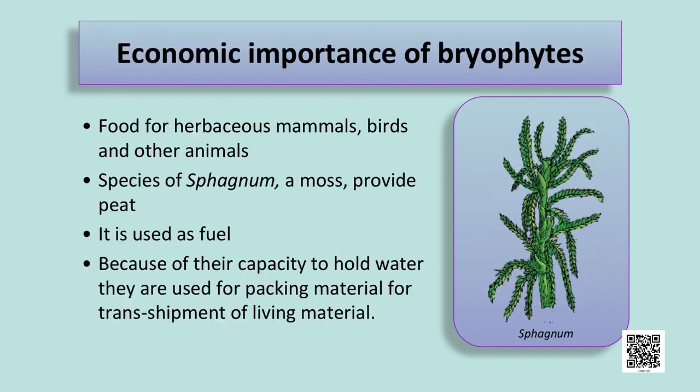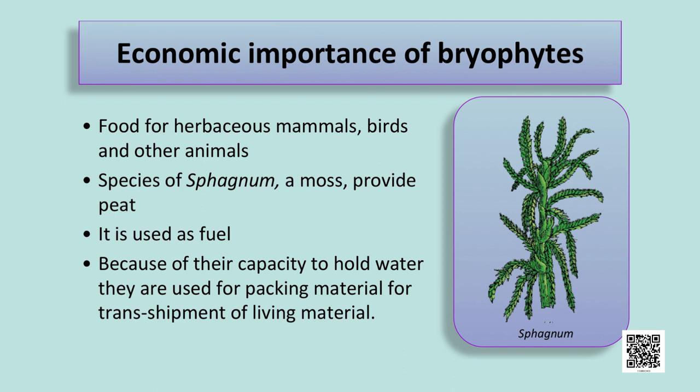Let us recapitulate the whole thing in the form of a life cycle. The main plant body of bryophytes is haploid gametophyte. It produces male and female sex organs, and from the male and female sex organs, male and female gametes are formed. These male and female gametes fuse to form a diploid zygote. The zygote then develops into a sporophyte which is attached to the gametophyte. Within sporophyte, haploid spores are produced after meiosis. These spores germinate to form a gametophyte.